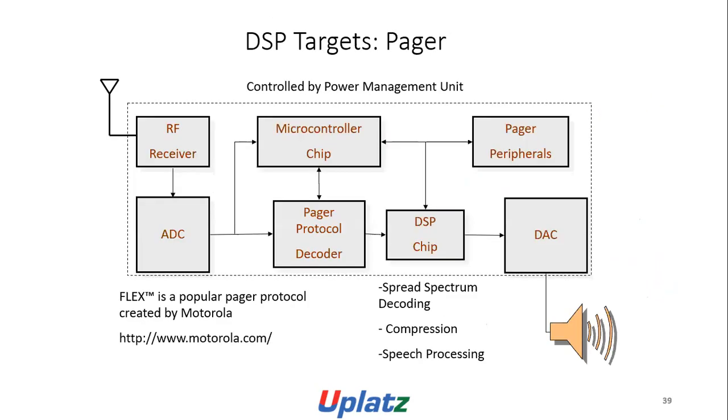DSP targets: a pager is an application of this. We have the RF receiver, which receives the signal, and then the ADC converts it, and then it goes to the microcontroller chip and pager protocol decoder. After that, it goes to the DSP chip, which takes input from the pager protocol decoder and microcontroller chip, and pager peripherals are connected to that, and the output comes through the DAC. FLEX is a popular pager protocol by Motorola. Spectrum decoding, compression and speech processing are done in the DSP chip.